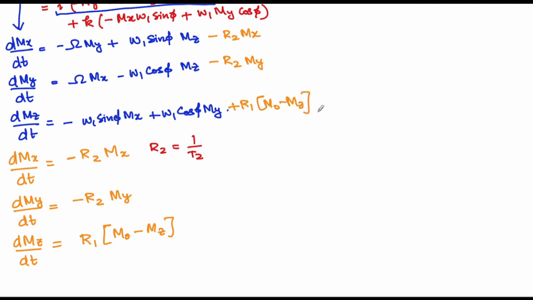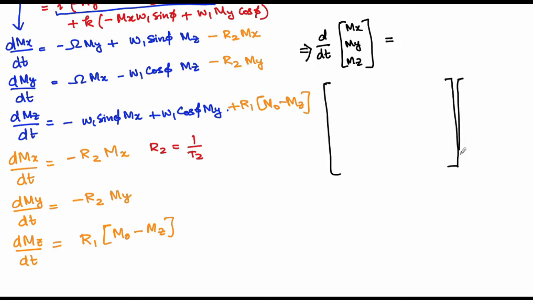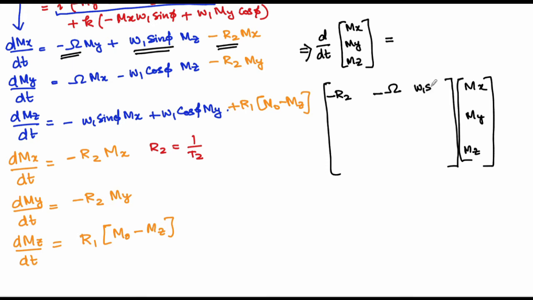So this whole equation can be written in a matrix form, that is, d over dt of mx, my, mz will be given by, let's write the matrix form, it is going to have mx, my, mz. So what is the mx component here? Minus R2. What is the my component here? Minus capital omega. What is the mz component? Omega 1 sin phi.